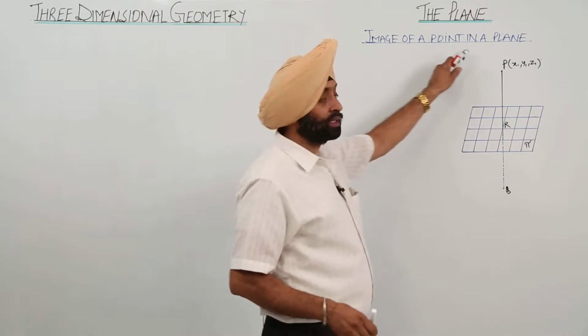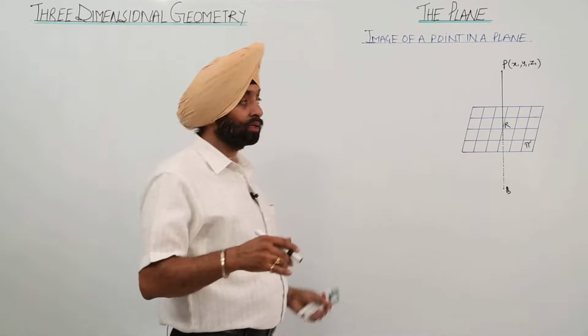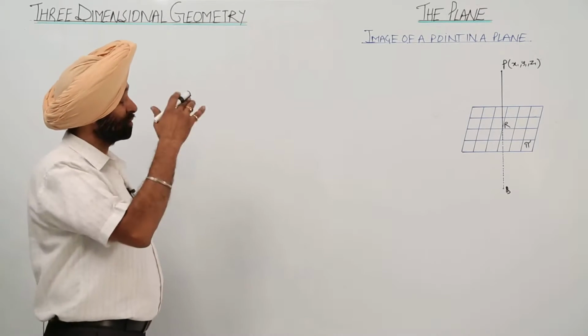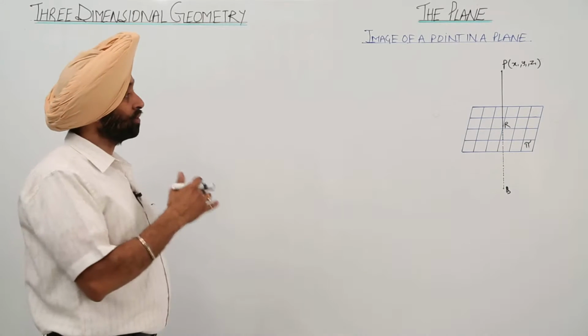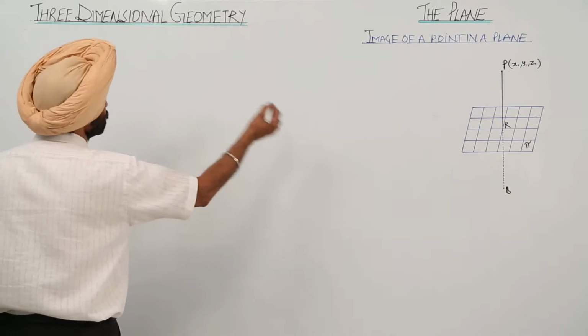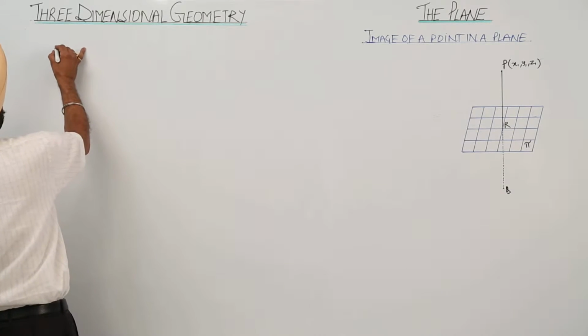Image of a point in a plane. Now we have to find the coordinates; we have to derive the formula for how we are going to find the coordinates for the image of a point. Now let us first define it. I have just drawn a figure here. Now, the definition.